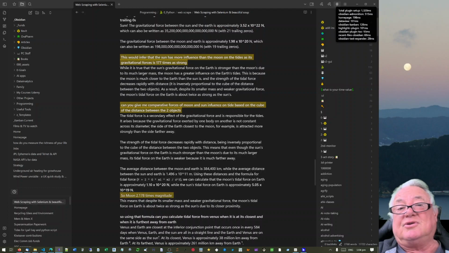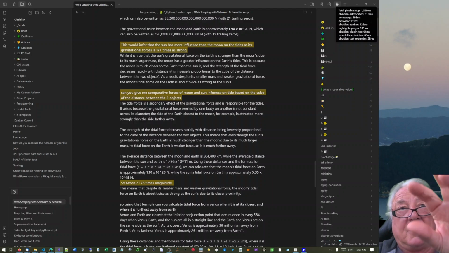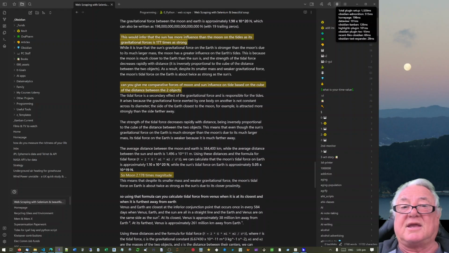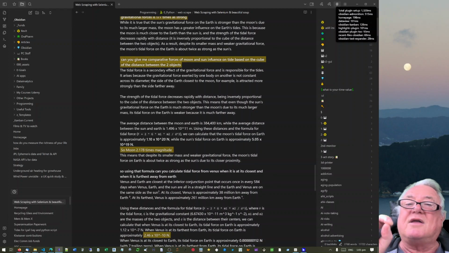And it said, well, it's true that the Sun's gravitational force is stronger than the Moon's due to its larger mass, but the Moon has a greater influence on the Earth's tides. This is because the Moon is much closer to the Earth than the Sun is, and the strength of the tidal force decreases rapidly with distance. It's inversely proportional to the cube of the distance between two objects. So that means there's a massive drop-off using the cube. It's pretty impressive.